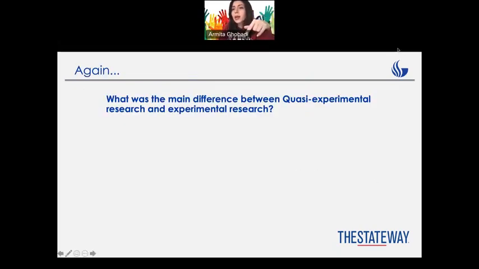Go back to whatever I said about quasi-experimental design and tell me what was the main difference between quasi-experimental design and experimental research.